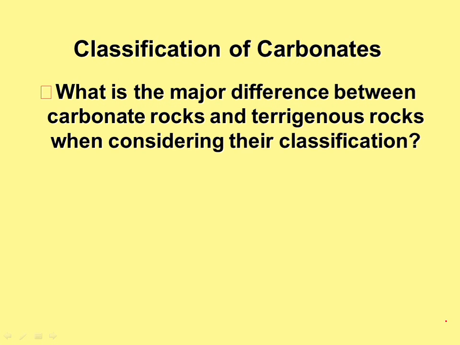So when we look at carbonates, the major difference between carbonate and ferruginous rocks is a fairly obvious one. And what is the major difference between carbonates and the ferruginous rocks in terms of classifying them?